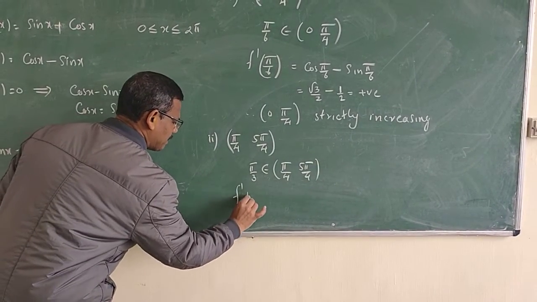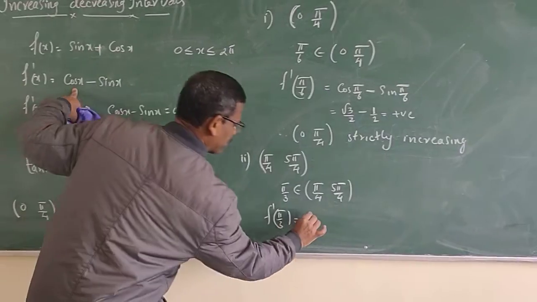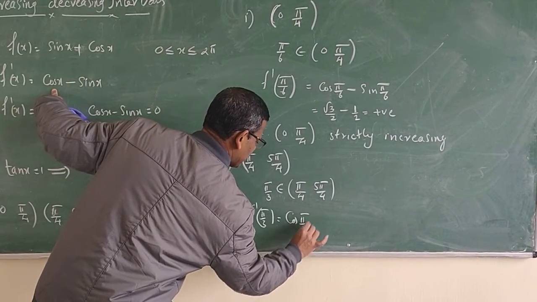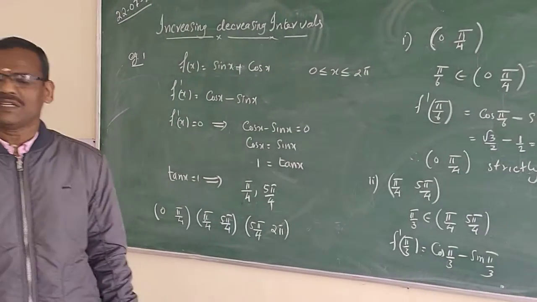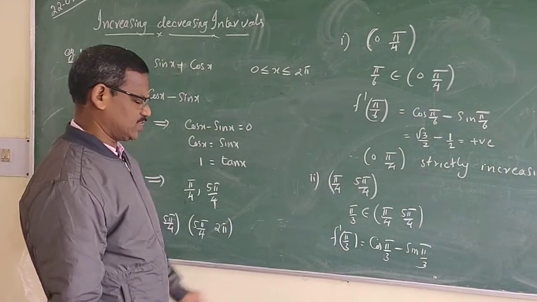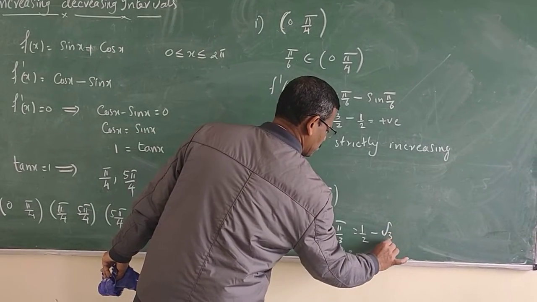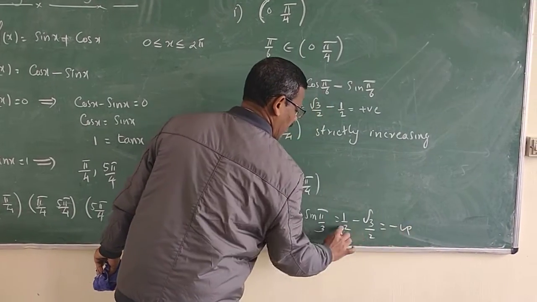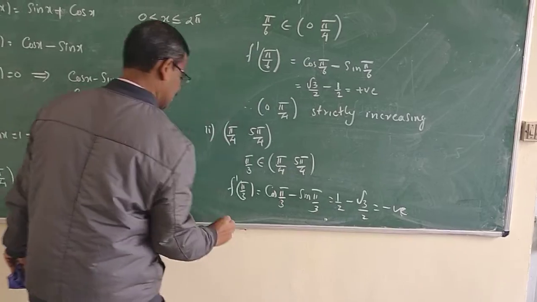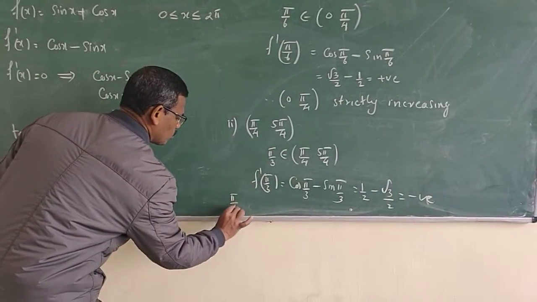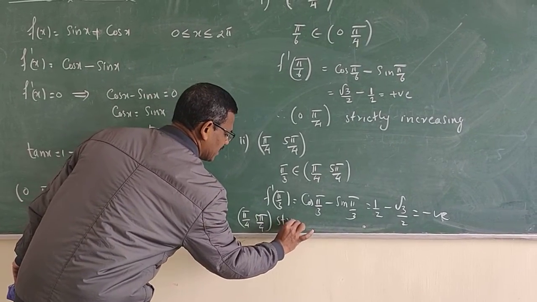And what is f dash of pi by 3? This is f dash x, so cos pi by 3 minus sin pi by 3. And what is cos pi by 3? Cos pi by 3 is cos 60, which is half. And sin 60 is root 3 by 2. Naturally it becomes negative, half minus more than half. So it is negative. So you can see that the interval pi by 4 to 5 pi by 4 is a strictly decreasing interval.